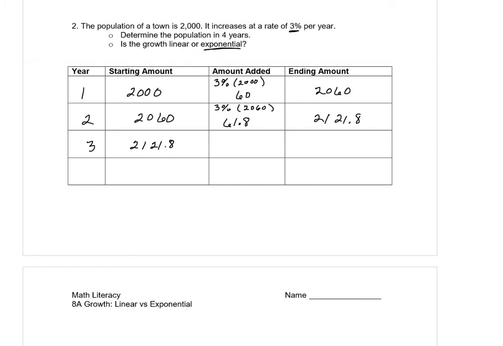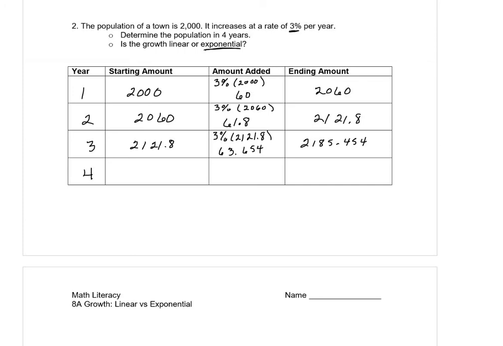So the beginning of year 3, 2,121.8. And I'm going to take 3% of that number. And that's going to give me 63.654. So I add this 63 to the starting amount, and I have 2,185.454.